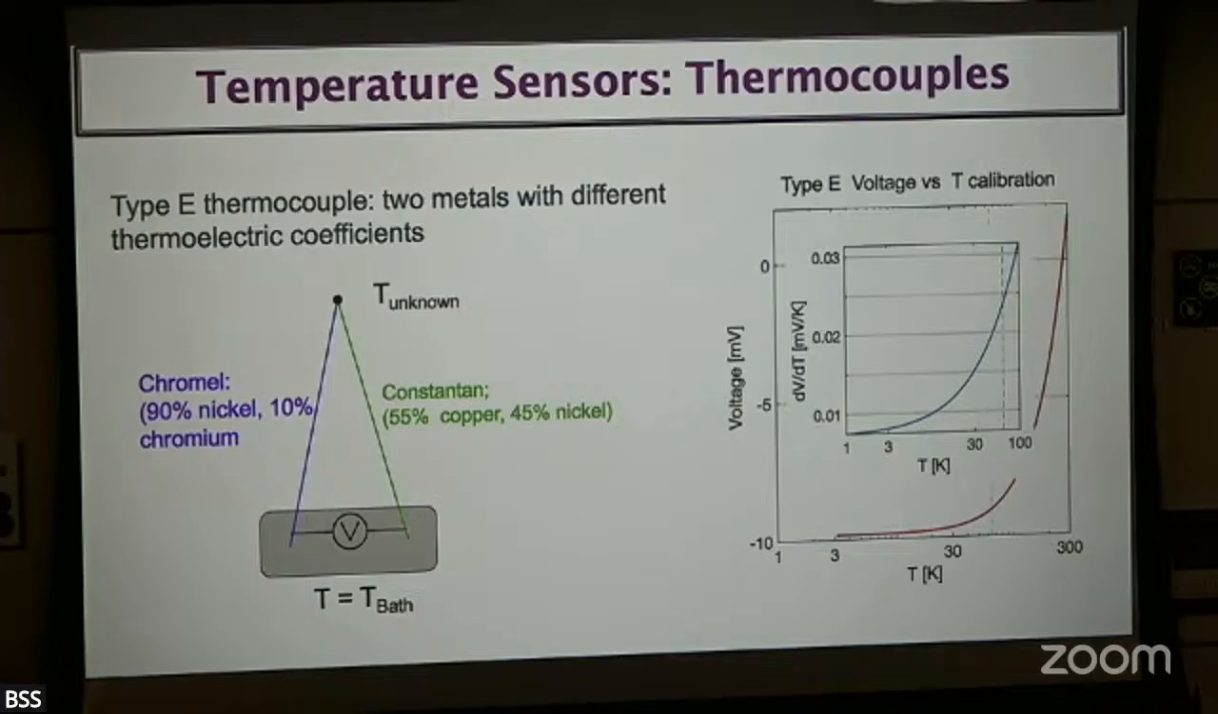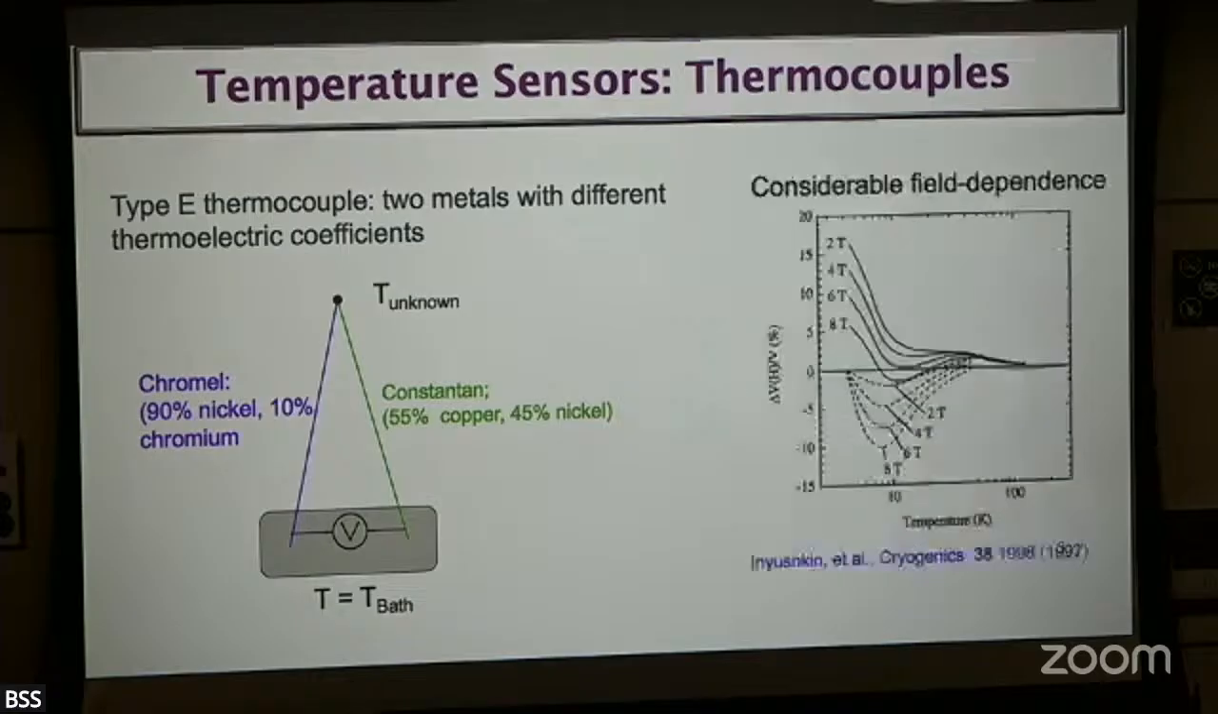lot. If you're used to DC electronics, 10 microvolt is easy to measure. But remember, around here our delta T is much smaller, 0.03 Kelvin. So this voltage becomes very, very small. So this is actually a great sensor, but I'm not thrilled about using it below 10 Kelvin.